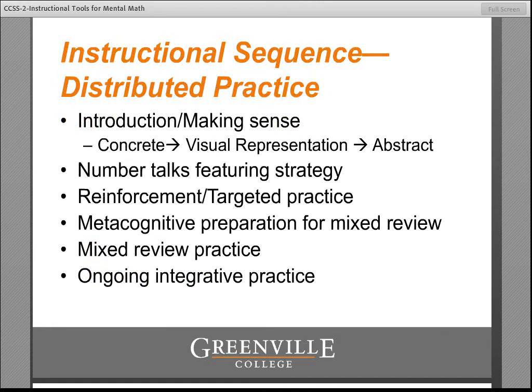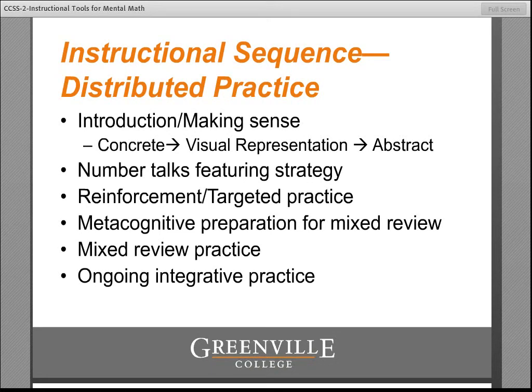So the instructional process that we are recommending here is called distributed practice, which is research-based. Instead of long practice sessions dedicated to a target strategy and then moving on, for example, instead of teaching a lesson on make 10 and then tomorrow doing something different like doubles, we're going to use short, frequent learning experiences spread over time.